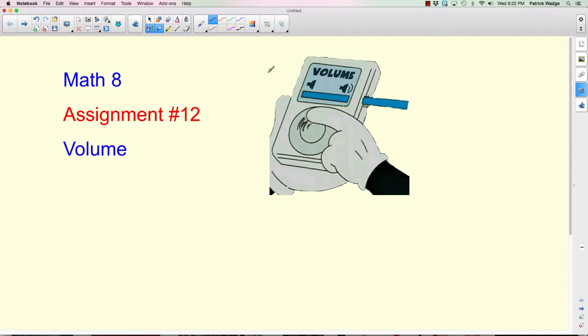And it is not, of course, the volume on your... Wow, that's one old iPod right there. But that's not the volume that is how loud something is. That's not what we're talking about, right?